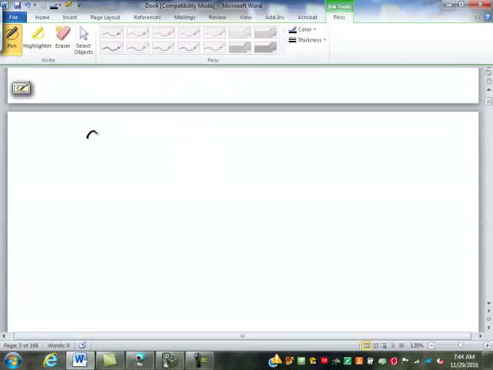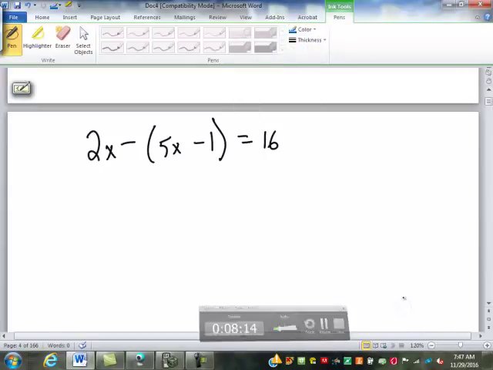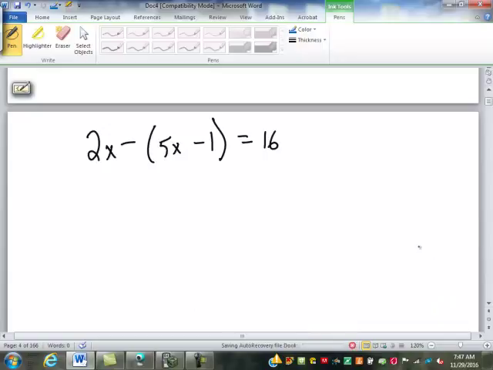This one's got a little bit of a twist to it. Let's see if we can figure that one out on your own. So the big catch here is that negative in front of the parentheses. The easiest way to handle that is to treat it as though it's a -1 times the parentheses. So now the 2x isn't going to change. We have -1 times 5x makes it a -5x. -1 times -1 makes it a +1. That equals 16.